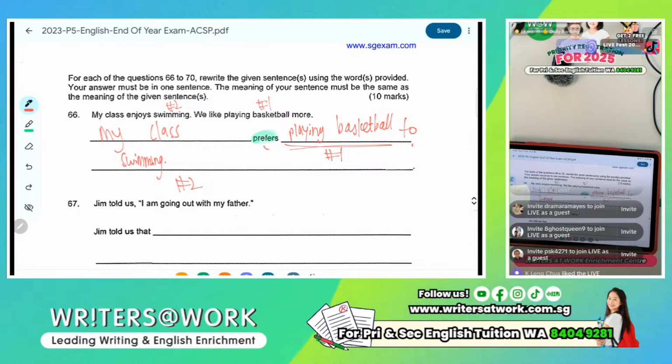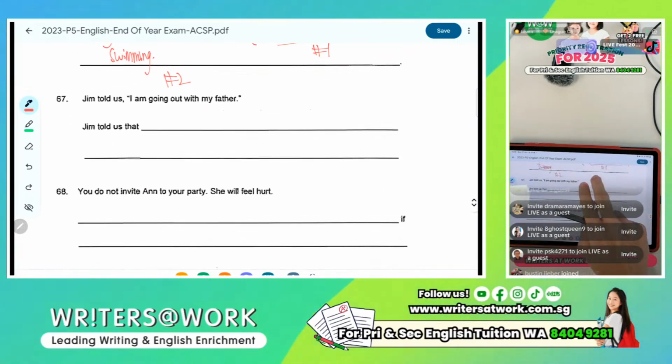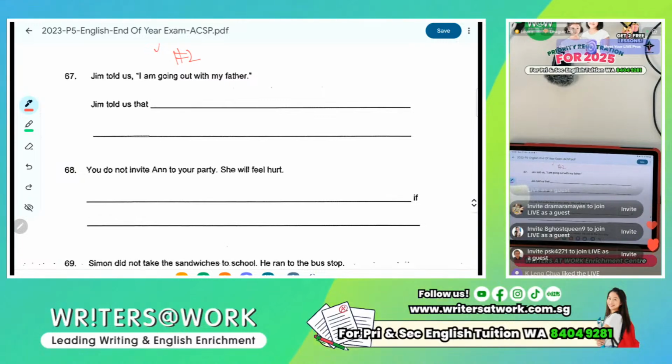Are there any questions, anybody? If not, let's take a look at question 67 now. Jim told us, I am going out with my father. Over here, we are looking at reported speech. So there are 3 steps that we need to do. Highlight, edit, and write.